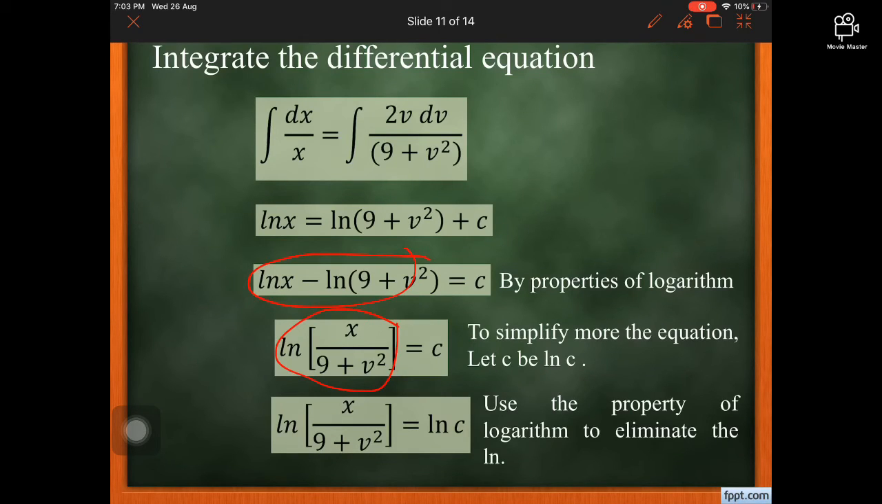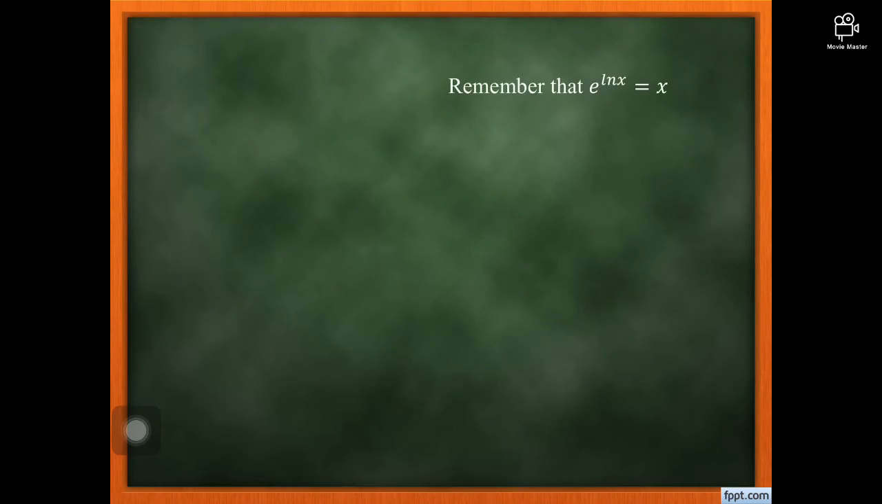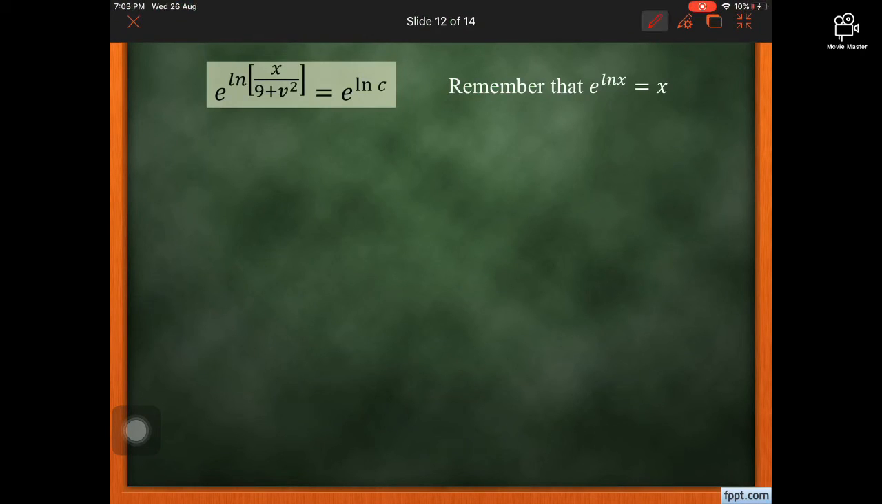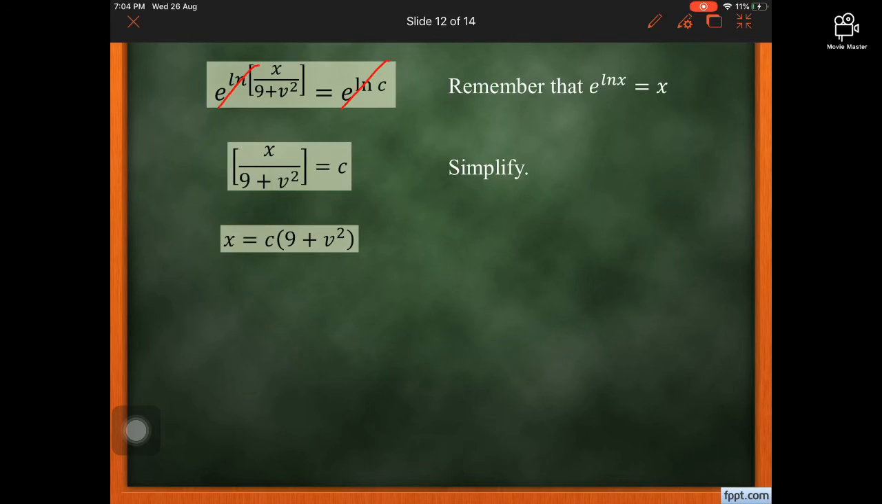And then, now, we can use the property of logarithm to eliminate the ln. So remember that we have e raised to ln x is equal to x, and applying this property, we have this equation. And now we can simply eliminate ln from the equation, and that gives us x divided by 9 plus v squared is equal to c. And still simplifying, we can have x equal to c times the quantity of 9 plus v squared.